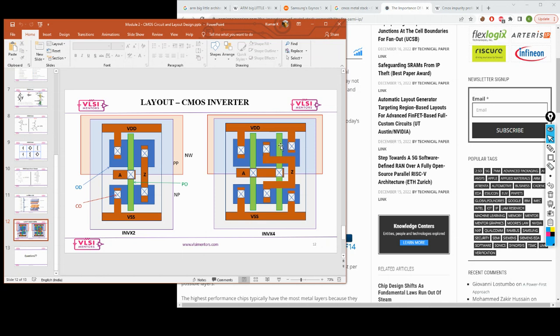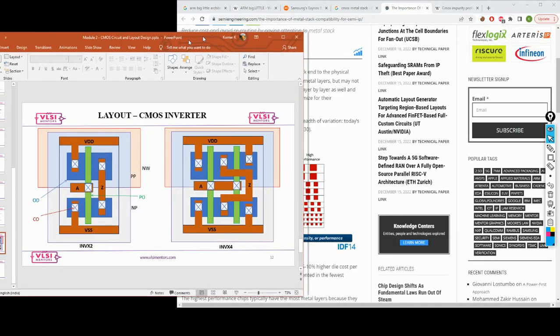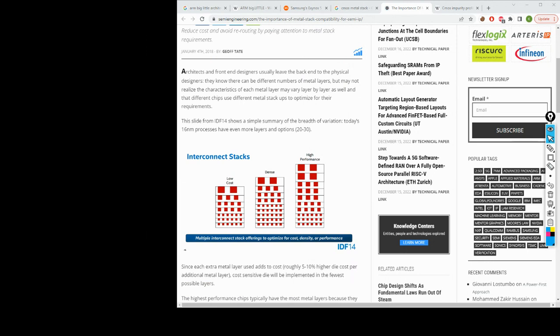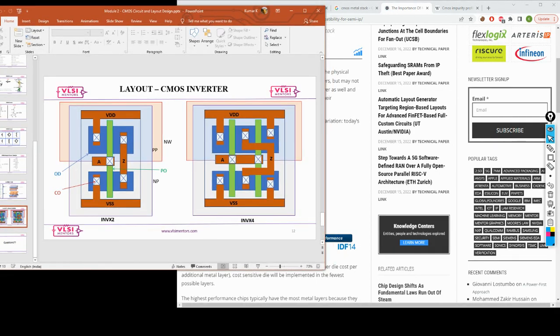The last topic for the day. Maybe we'll spend some quick time on the inverter, and we'll wind up for the day. Let me just pull it up.